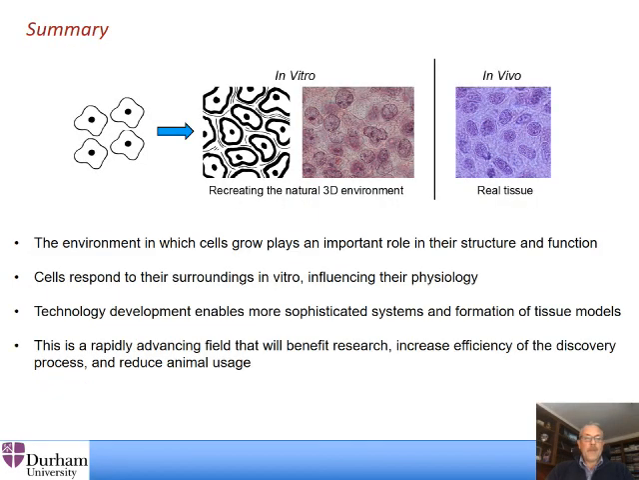So in summary, the environment in which cells grow plays an important role in their structure and function, and the cells do respond very much to their surroundings, influencing their anatomy and their physiology. And I've spoken today about technology developments that are enabling us to create now more sophisticated model systems, the formation of tissue models, in particular human tissue models, that would be beneficial to research, to increase the efficiency of the discovery process and reduce animal usage.